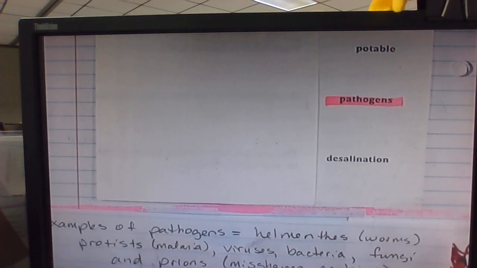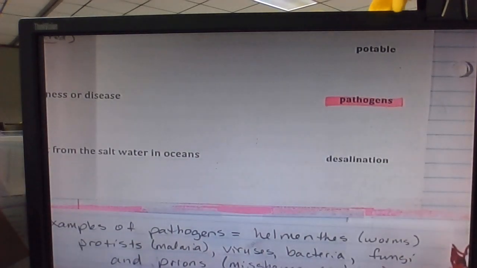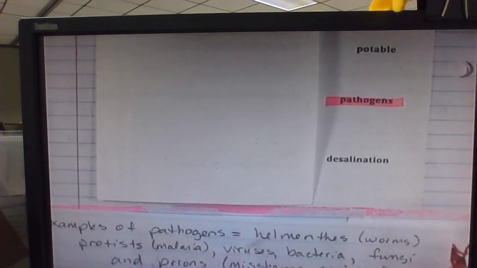All right, desalination. Brooklyn, read desalination for us, please. So we have so much of the surface of the earth that is covered with water, but most of that water is water that we can't utilize. You've probably seen a movie where it says, if you're stranded out in the ocean, don't drink the water. Sound familiar? Yeah. Okay.